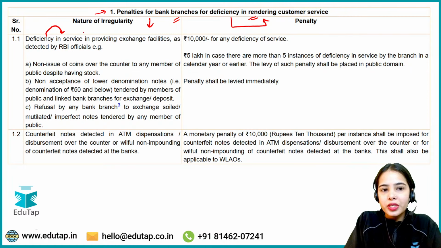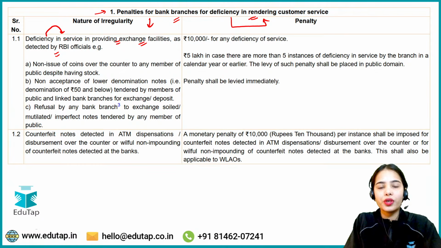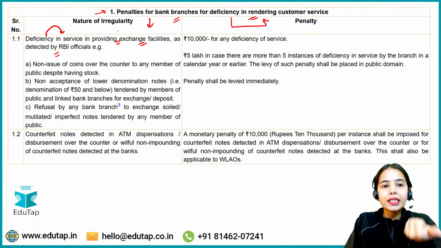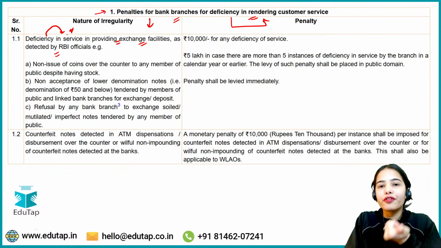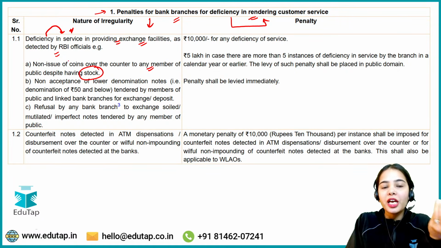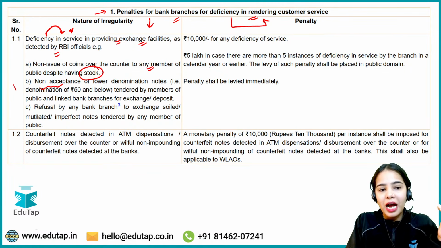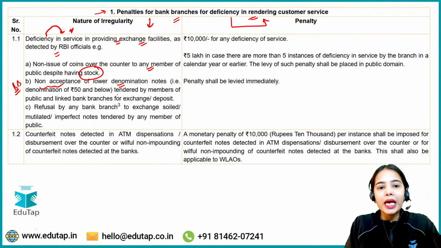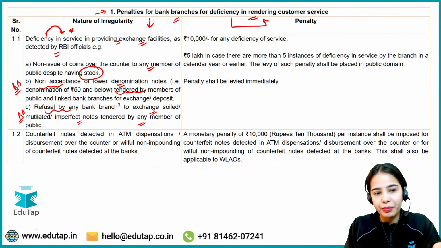Deficiency in service in providing the exchange facilities as dictated by the RBI officials. So if the RBI officials see that the bank branches have a deficiency in service, they are not issuing coins to the members of public even when they have the stock of coins. If the RBI officials see that the bank branches are not accepting lower denomination notes in their deposits, and they are refusing to exchange soiled or mutilated notes or imperfect notes tendered by any member of the public. So this is the idea.